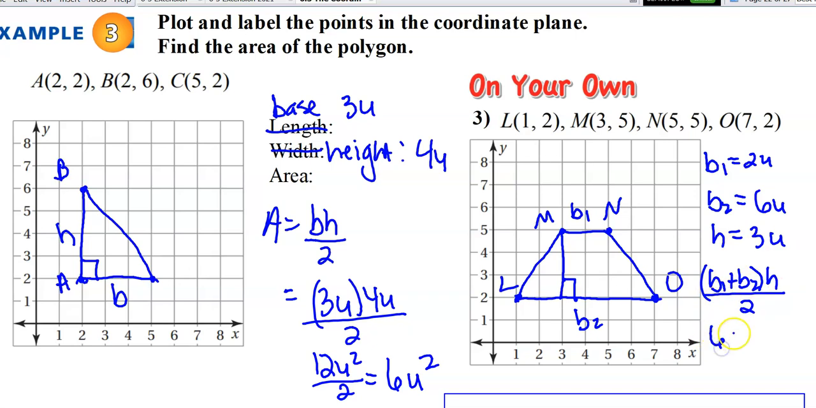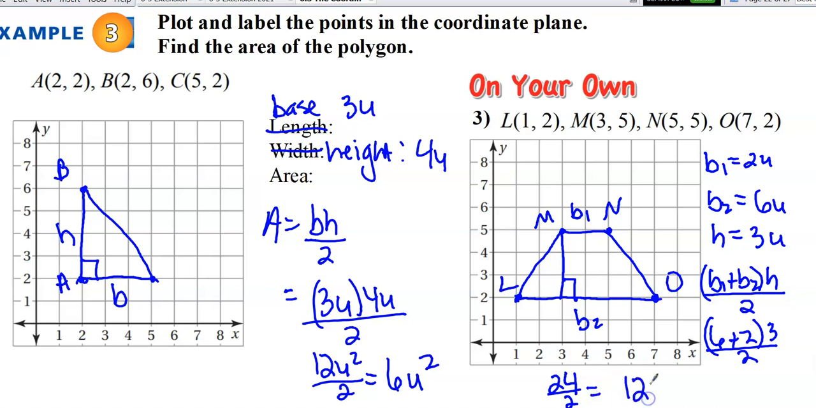So I've got 6 plus 2 times 3 divided by 2. So 6 plus 2 is 8 times 3 is 24. Move that down. I get 24 divided by 2, which equals 12. And remember, it's area, so it's units squared. So there's a trapezoid, there's a triangle. As long as you can find the dimensions that you need in order to find the area, it's not that different from how we found the area before we started plotting on a coordinate plane.